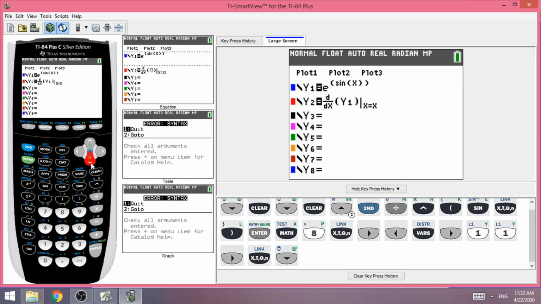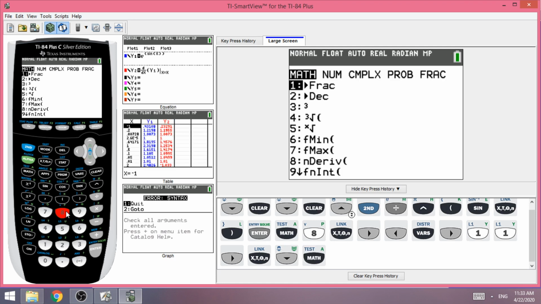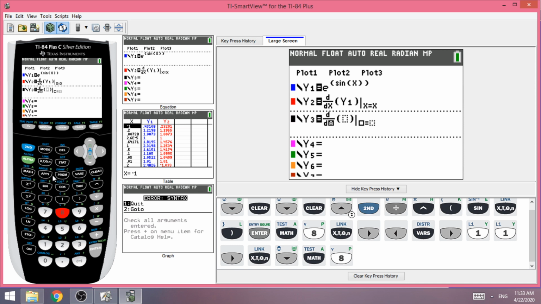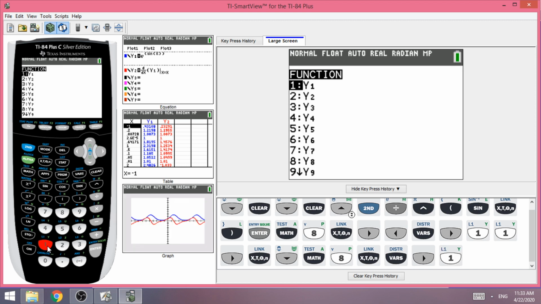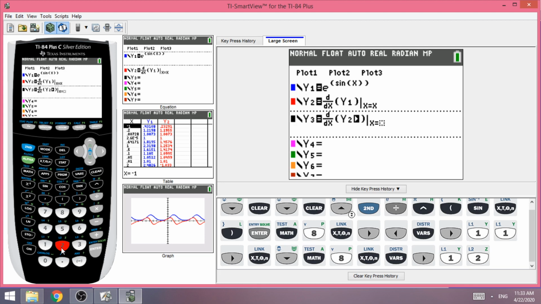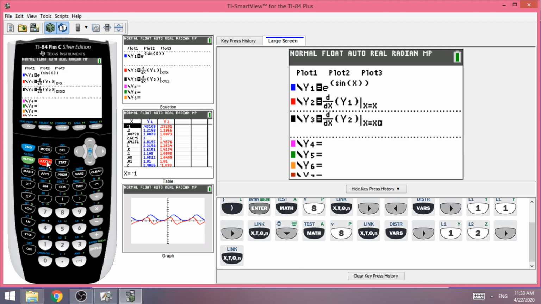And now what about for y3? We need to find a second derivative. So similar process. So math, 8. And now this time, instead of using y1, we're using y2 because we're taking the derivative from the first derivative. So vars functions, y2. And then again, taking the derivative with respect to x. So x equals x.